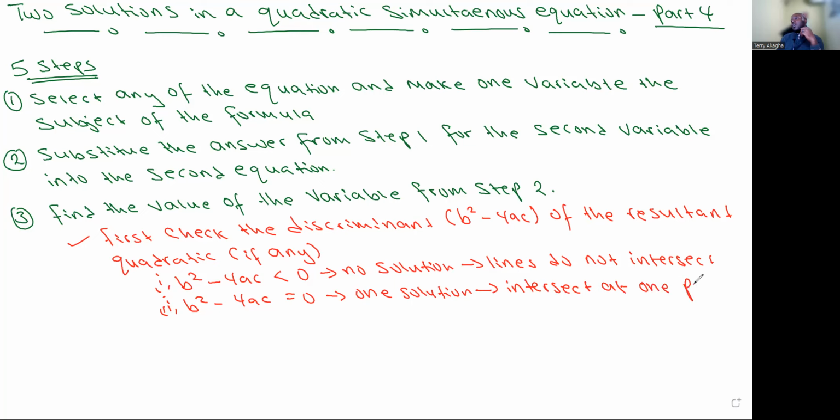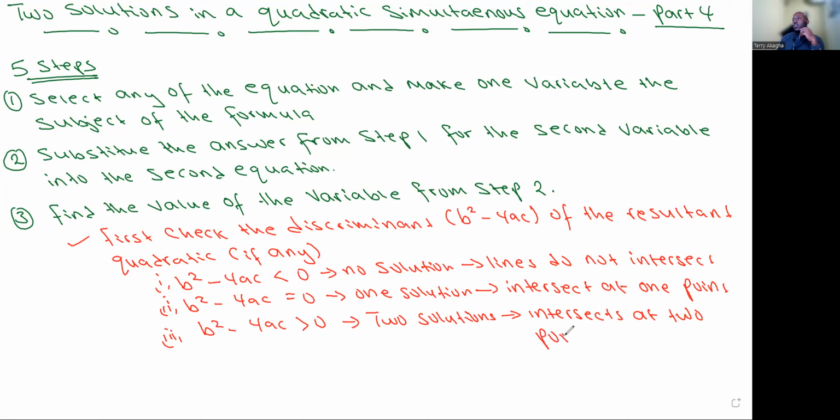All right. Also, what we're going to talk about now is that you will notice that the b squared minus 4ac for this video is greater than 0. So now you have what? Two solutions. And because you have two solutions, that means they intersect at 2 points. Okay? So they intersect at 2 points.